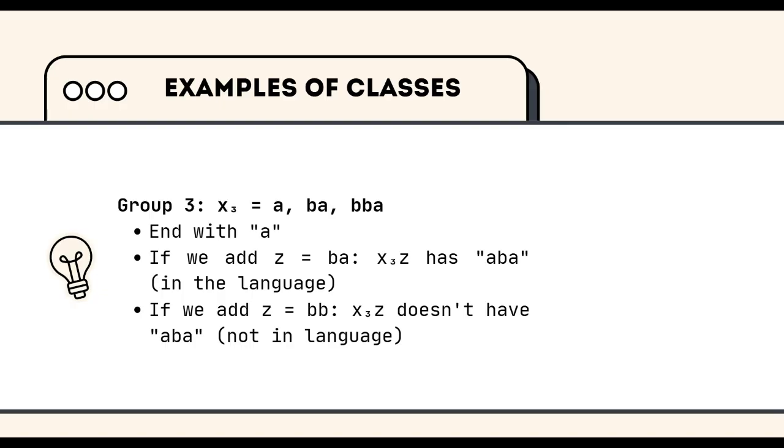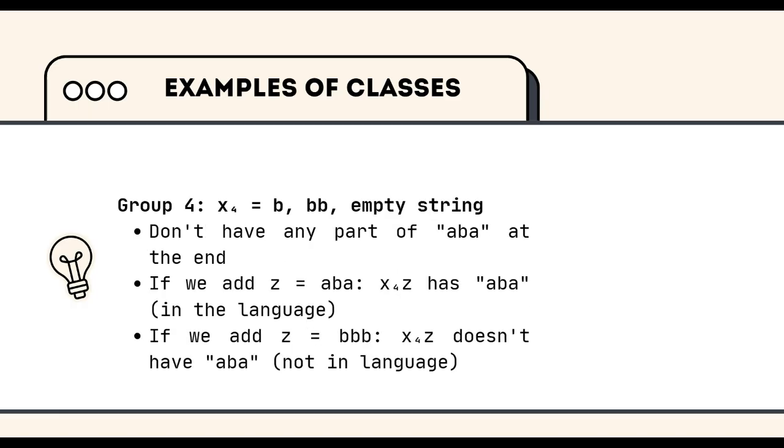For group 3, strings like A, BA, and BBA that end with A, adding BA forms ABA, putting them in the language. However, adding BB doesn't form ABA, so it's not in the language. For group 4, strings like B, BB, or the empty string that don't have any part of ABA at the end, adding ABA puts them in the language. However, adding BBB keeps them out.